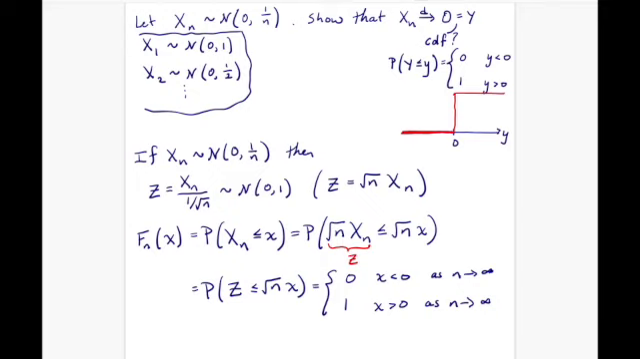And notice that what we're getting here is exactly what we called the CDF for the random variable y. That's this thing up here. So we've done it. We've shown that the CDF of xn converges to the CDF of y as n goes to infinity, and that means that we have convergence in distribution.